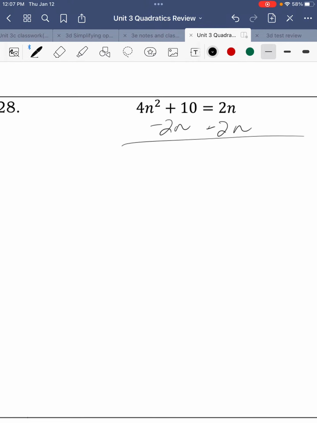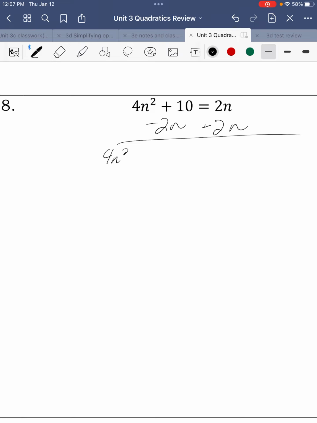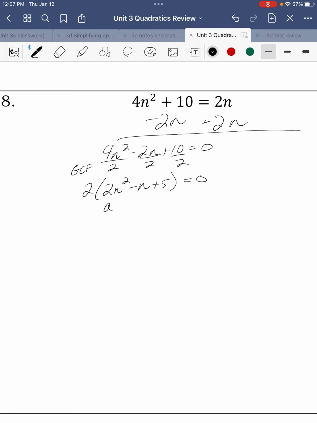So 28 is minus 2n to get what the a, b, and c are. So 4n squared minus 2n plus 10 equals 0. There is a greatest common factor here, and that's 2. Divide each term by 2. What this is going to do is make the a, b, and c smaller. You can actually solve without doing the greatest common factor, but the greatest common factor is important to pull out usually. So the a is 2, your b is -1, and your c is 5.